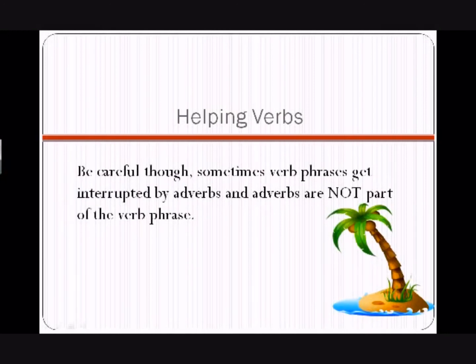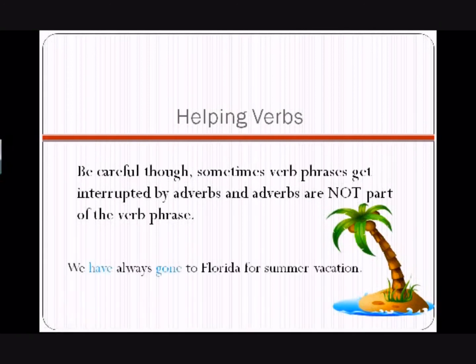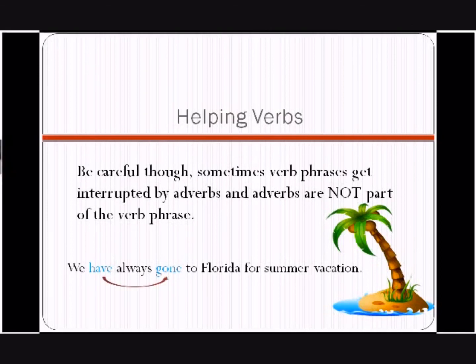Sometimes, however, adverbs are added into sentences to make them more precise. This is not problematic, but it can interfere with a verb phrase if the adverb is modifying a verb. Even if adverbs are interrupting the verb phrase, they are not part of the verb phrase. In the following example, the adverb always says how often they have gone. While it makes the sentence more precise, it is not part of the verb phrase.